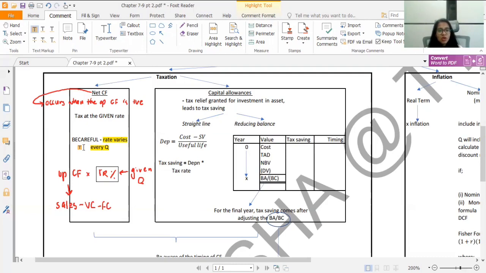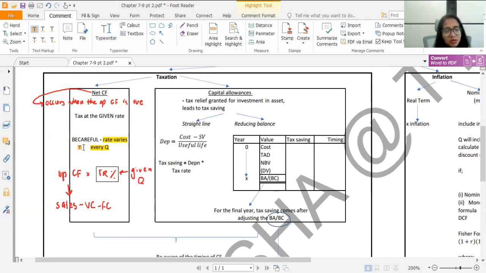So I'm just going to repeat. Whenever your operating cash flow is positive, that positive cash flow will attract a tax. So you need to take your operating cash flow, multiply by the tax rate or tax percentage that is given in the question, and you will get your tax payment. So your operating cash flow positive, your tax should be negative. Guys, also quick reminder, the tax percentage will always be given in the question.